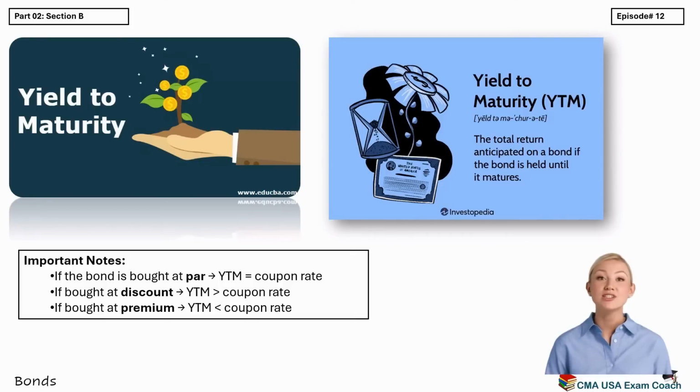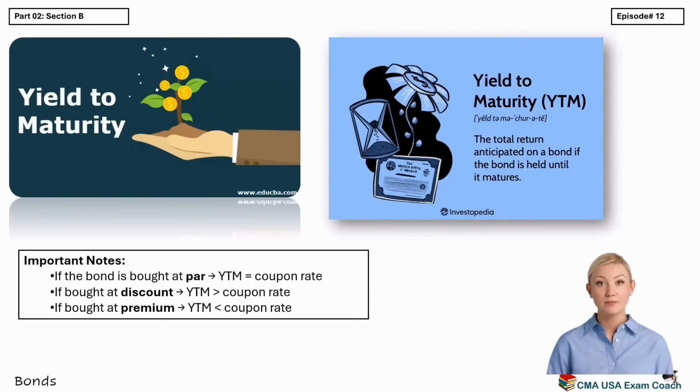Because it allows investors to compare bonds with different coupon rates and different prices on an equal footing. Instead of just looking at the interest rate, YTM shows the true return adjusted for current price, maturity, and total cash flow.